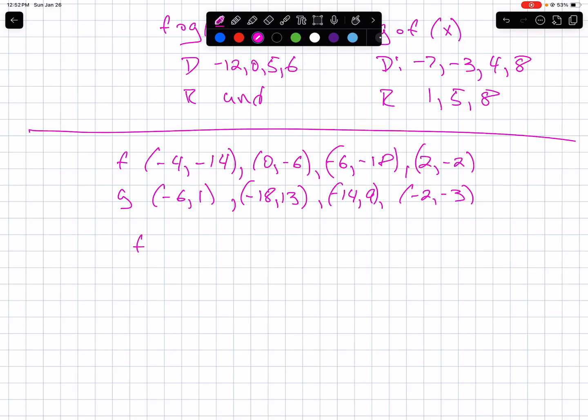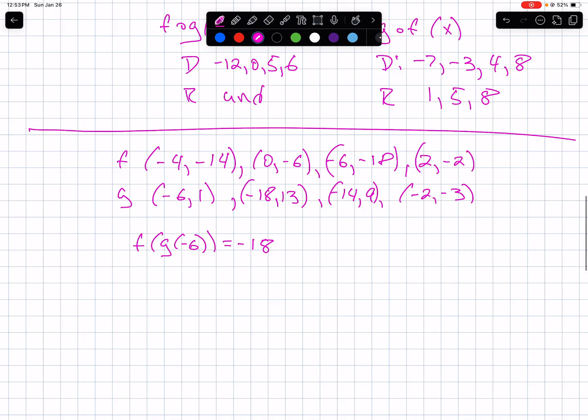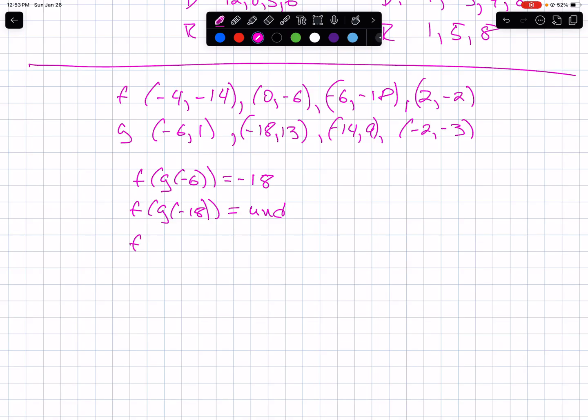So first we do F of G. F of G of negative 6 equals negative 18. And then F of G of negative 18 is undefined. So you get how this is going now? Yeah, it's just busy work. That's what I don't like about it. Negative 14, and there's no negative 14 up there, so that one's undefined.